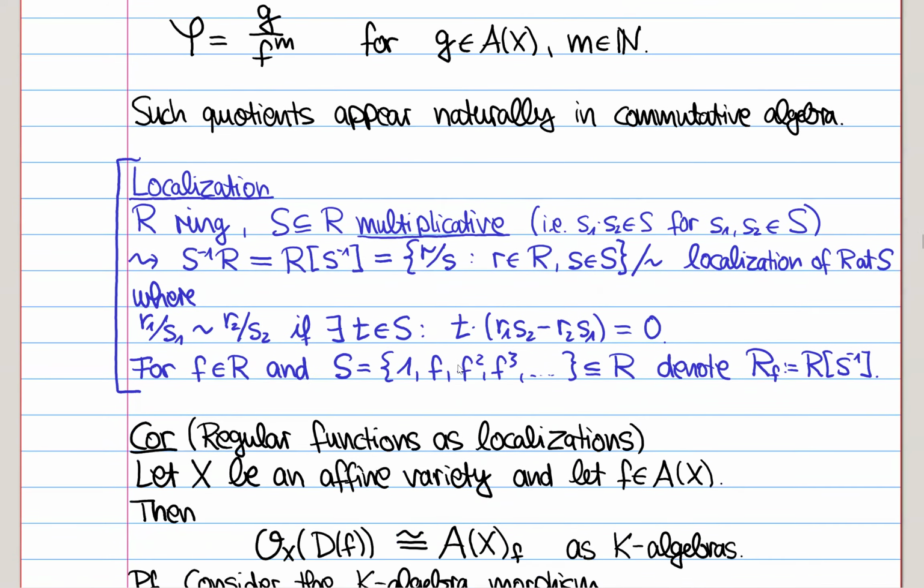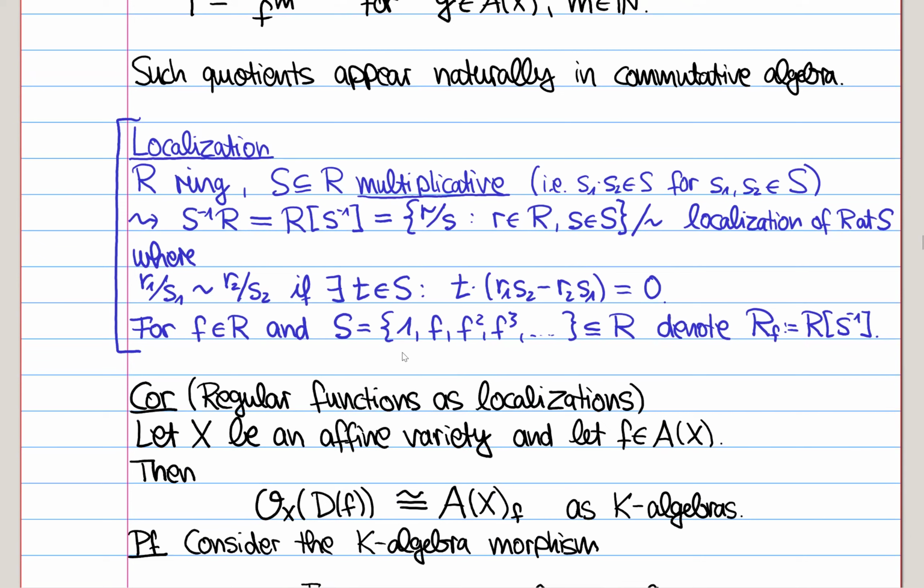So maybe it's not a surprise that when X is affine and f is in A(X), then the regular functions on D(f) can also be seen as the localization of the ring of all polynomial functions on all of X at this particular element f. This is an equivalence of K-algebras. Before, we just saw set-theoretically what all these elements are, and now we have really identified it as a K-algebra in terms that we already know.